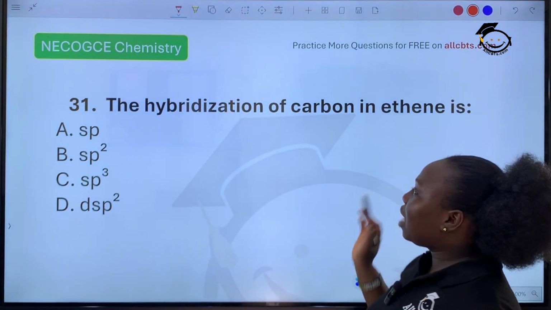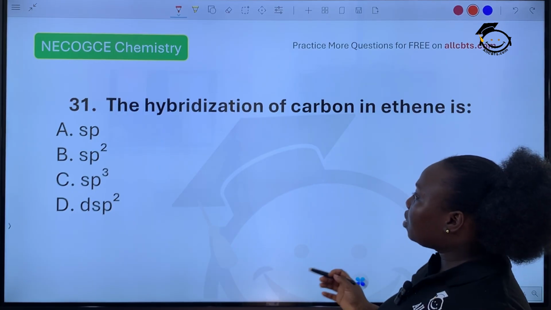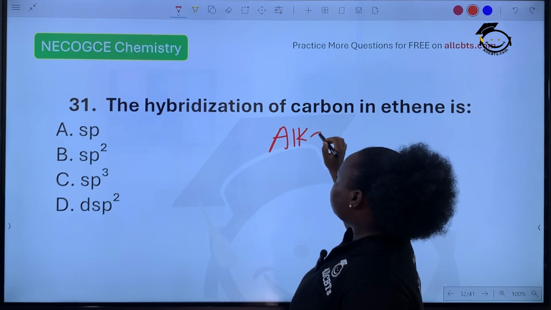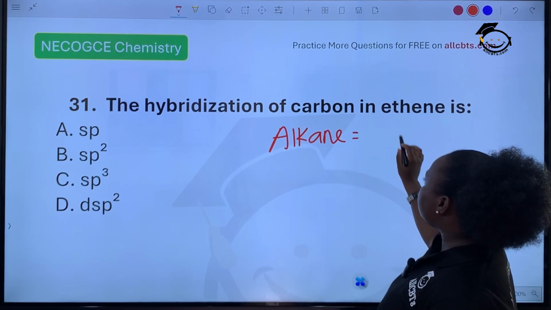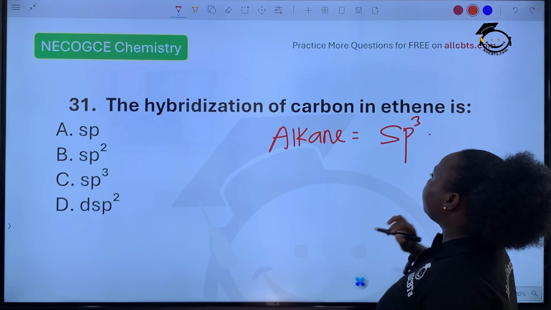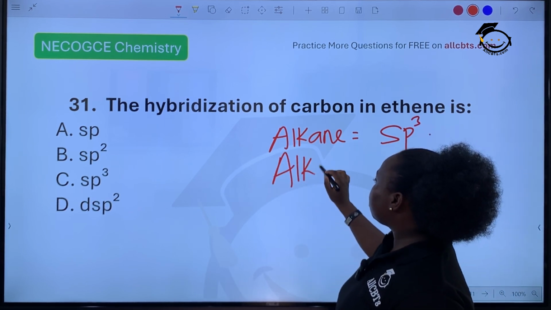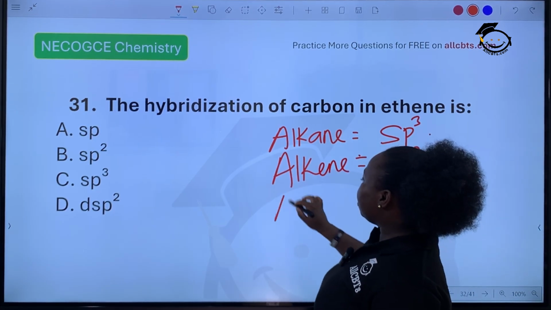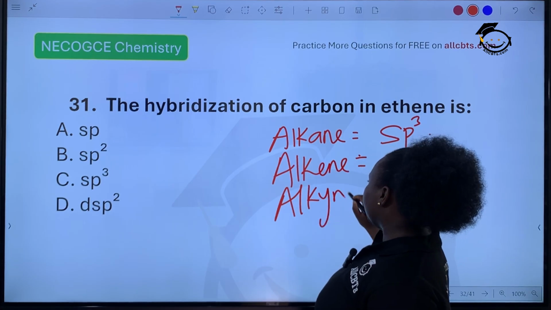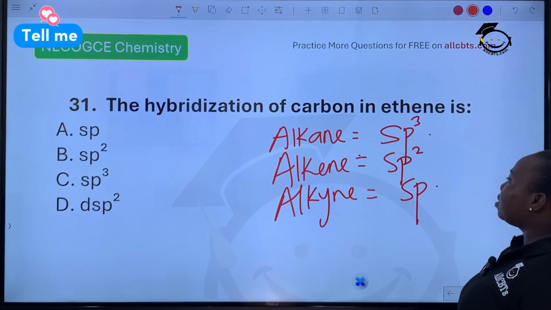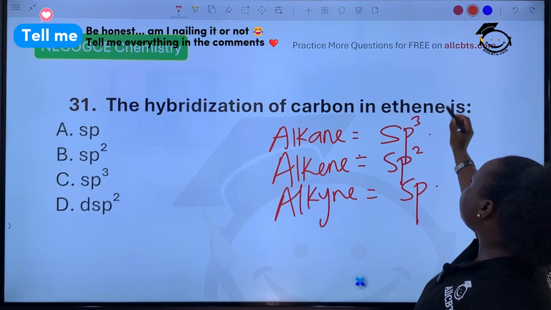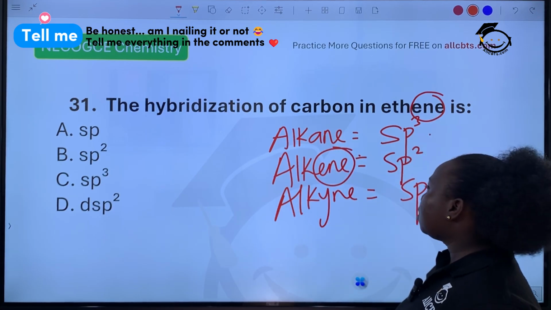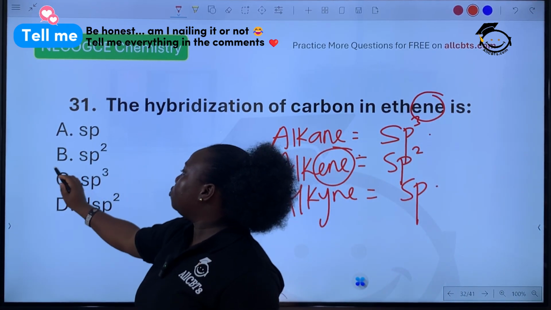Number 31, the hybridization of carbon in ethene is what? Now note that in alkanes, the hybridization is sp3. In alkenes, it is sp2. And in alkynes, it is sp. That is the hybridization. So when you say ethene, ethene has the suffix ene. That means we're talking about the alkenes, and that is sp2, option B.